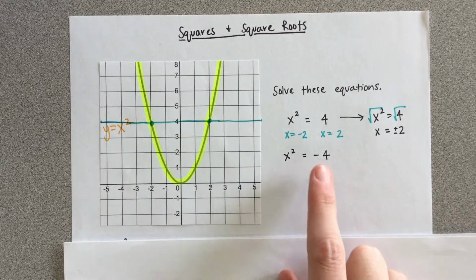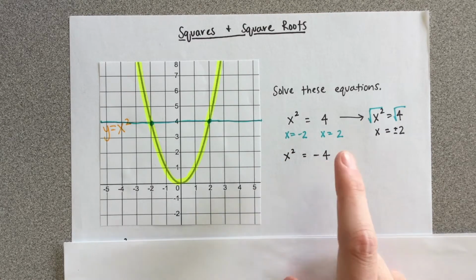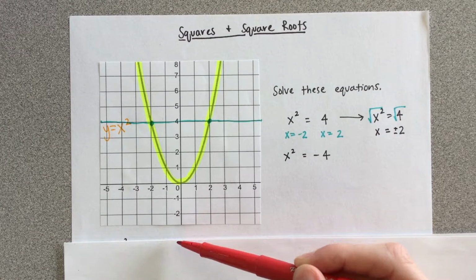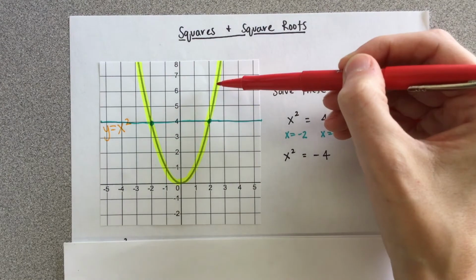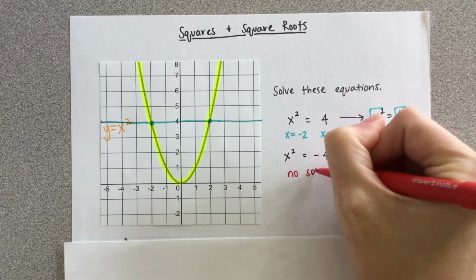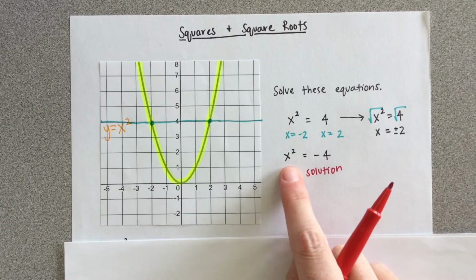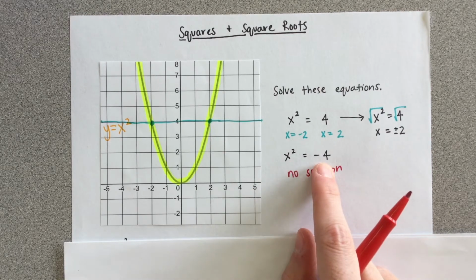The next equation, x squared equals -4. So we're trying to find values of x that make the y value equal -4. But notice on the graph, if I try to find a y value of -4, that's actually below my graph here. The graph doesn't go this low. The graph only has positive y values. So this equation has no solution. There is no point on this graph that has a y value of -4. So there is no value of x that will make this equation true. There's no number that you could square and get a negative number.